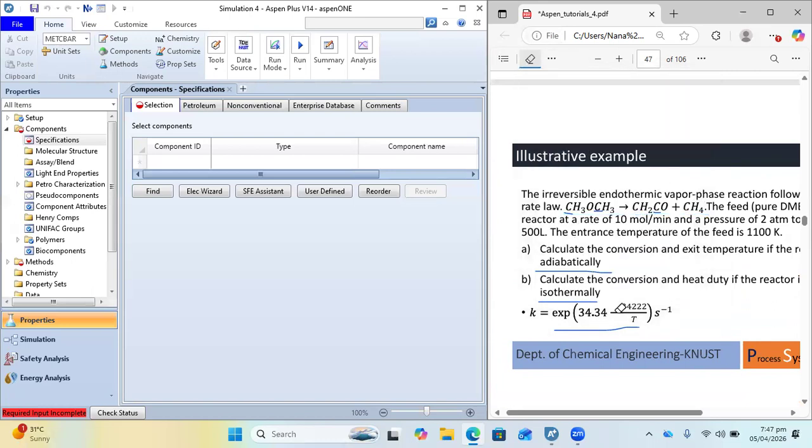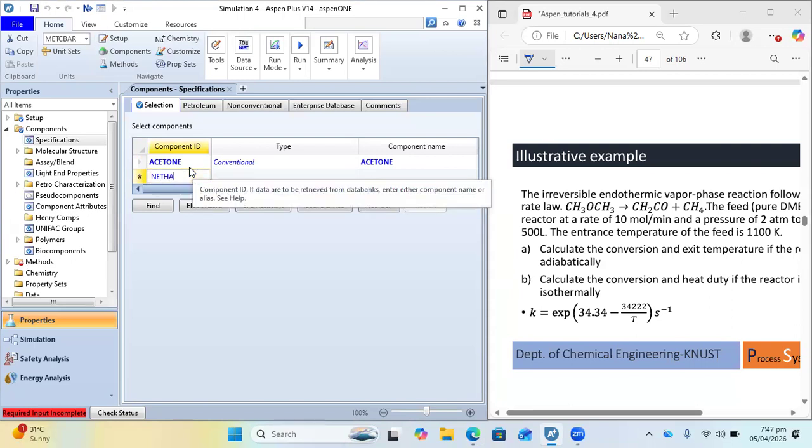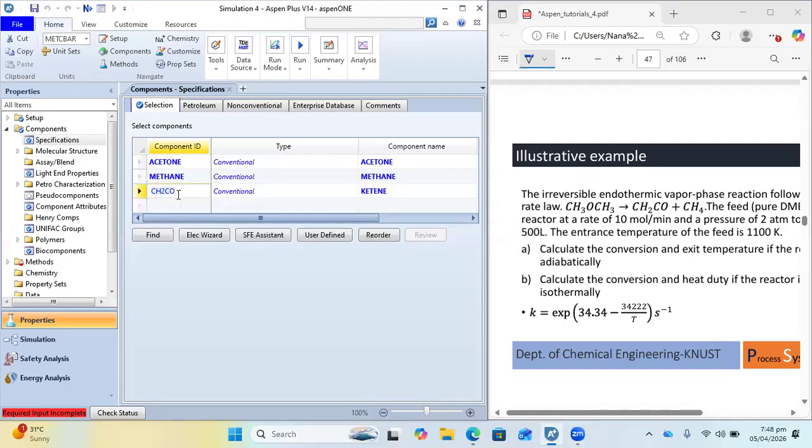Okay. So as usual, the very first thing we would do is that we would specify or put in our components, the things that we are going to be using, reactants, products. If there are any inerts or intermediate products, we include them as well, right? But for this one, we are just looking at a reactant and then some products. So for the first reactant, we have acetone, and then we have methane. That's our product, one of our products. And then we have ketene. So that's the CH2CO, right? So that's ketene. So I can even change the name here.